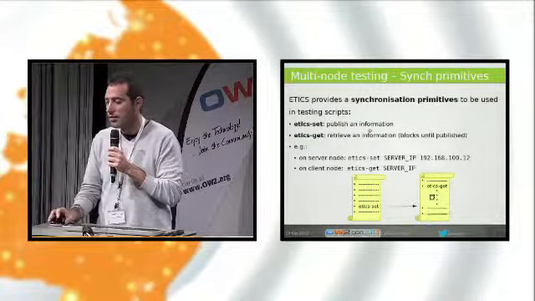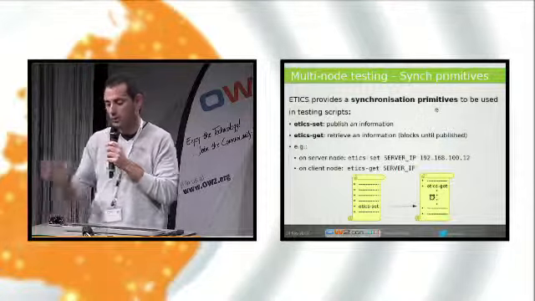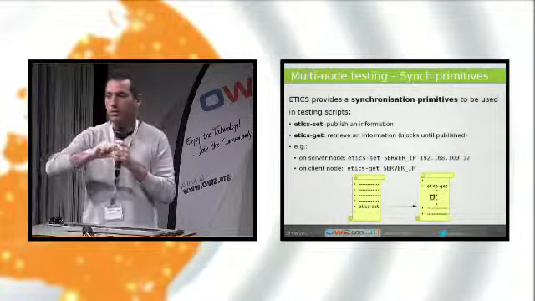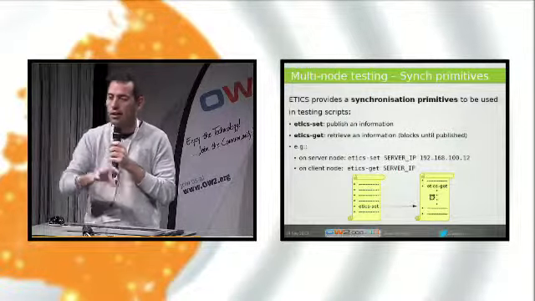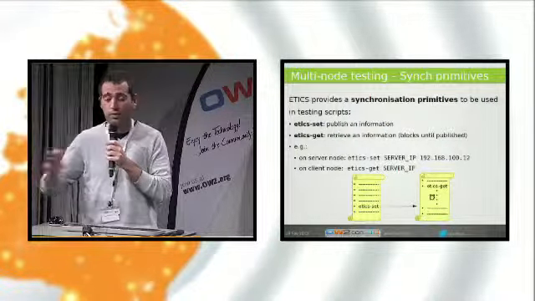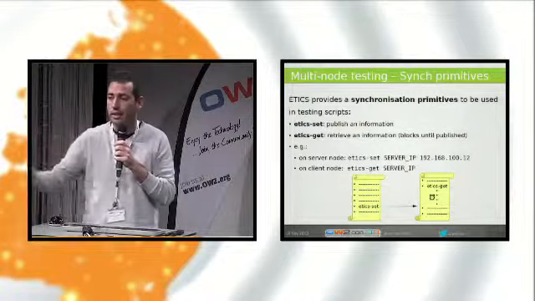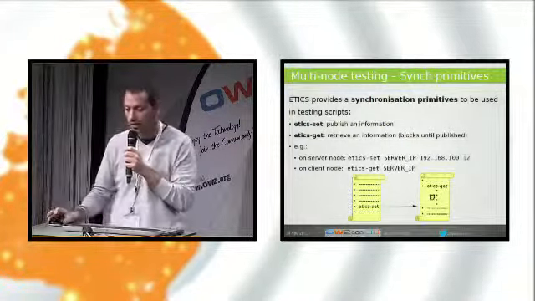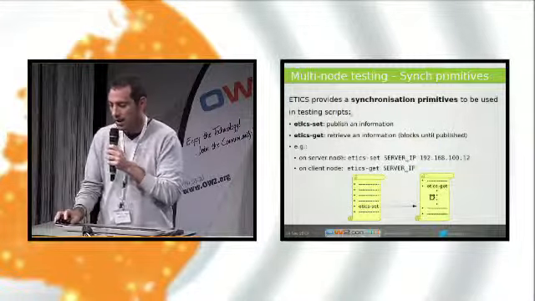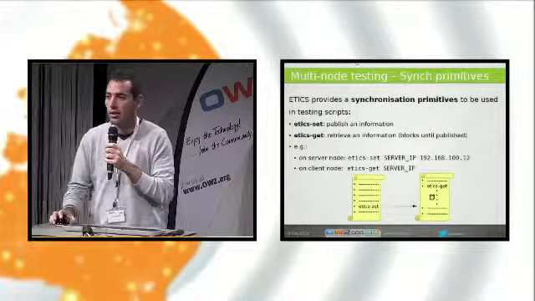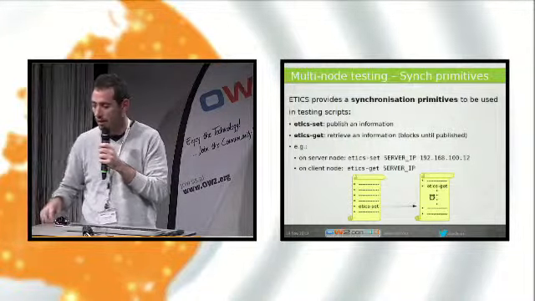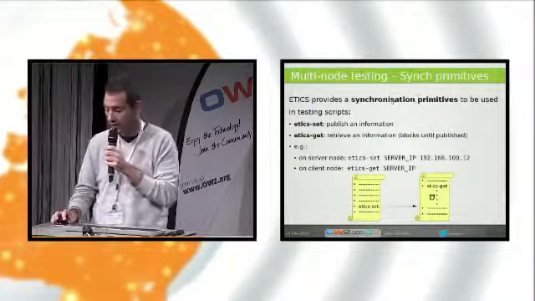There are also some other, more abstract synchronization primitives, like primitives to transfer a file from one node to another. The first node publishes a file and the other one waits until this file has been published by the first node. But I think that with these two, they are enough for most of the cases.